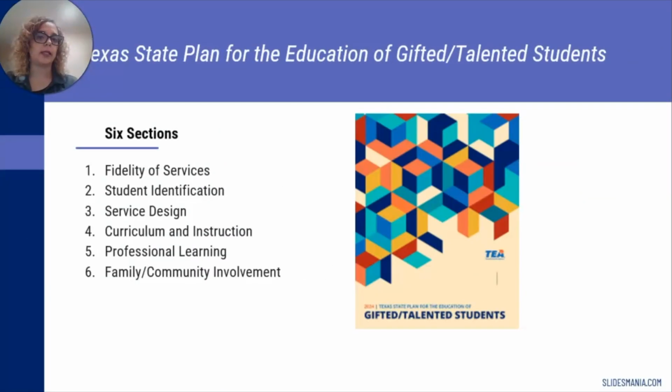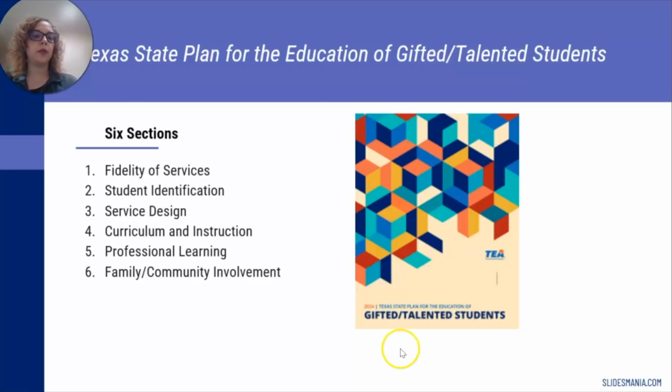Then we talk about our Texas State Plan for the Education of Gifted and Talented Students, and it's divided into 6 sections. The first is the fidelity of the services, where we make sure that throughout the school year, the students are receiving those services within their classroom. The second is student identification. We also want to make sure that the students are identified as GT if they have not been identified, and of course, that goes through the referral process at the beginning of the school year. It takes several months to go through that process, from the identification process to the students taking the exam, whether it be the Naglieri or the COGAT. First they take one, then they take the other.